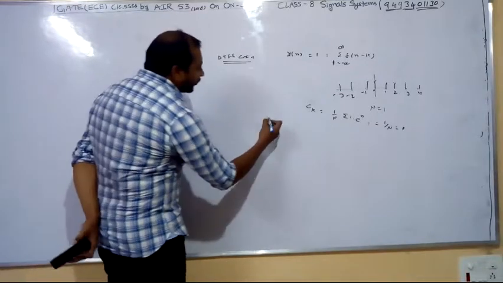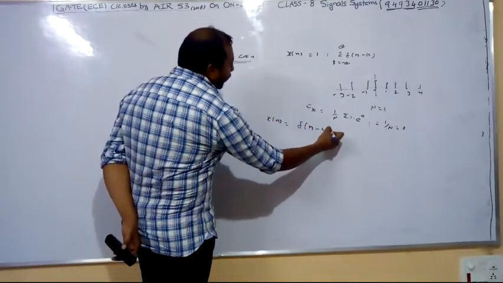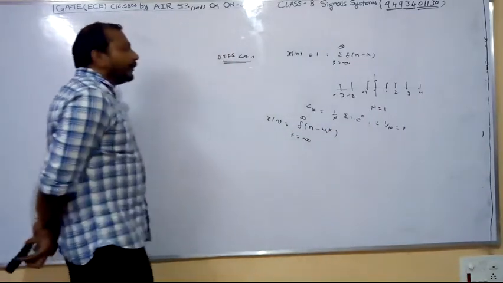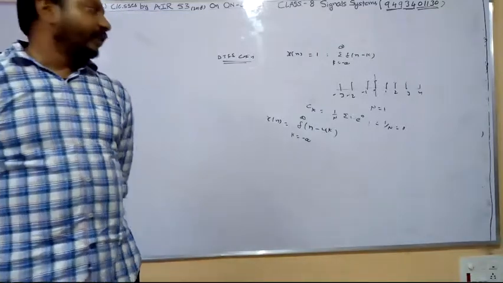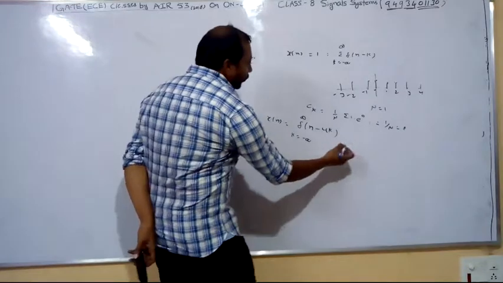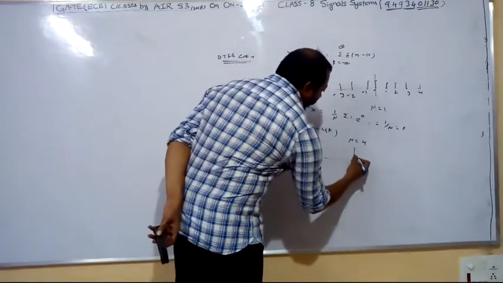Suppose if we consider this x of n is equal to del of n minus 4k, k is from minus infinity to infinity. Then what about the value of ck? Del of n minus 4k. If you consider here, the period is equal to how much? N is equal to 4. Since if you draw the graph, you have n is equal to 0, k equal to 0.